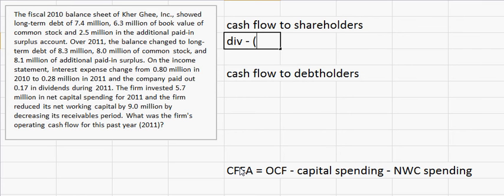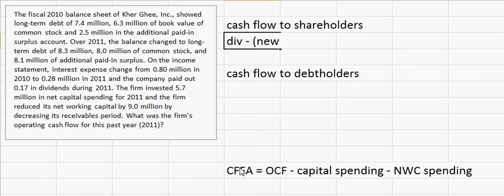Now another place that we can send cash to shareholders is by repurchasing stock, reducing the number of shares outstanding, calling equity back in. Alternatively, if we issue new shares and sell more shares to the public, that will generate cash for the firm and be a negative cash flow to shareholders. So it will be a cash drain from shareholders.